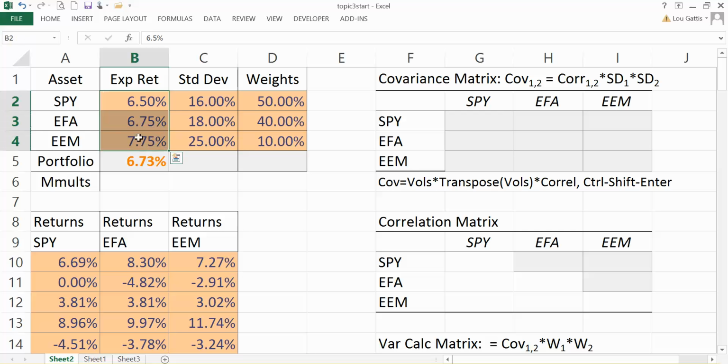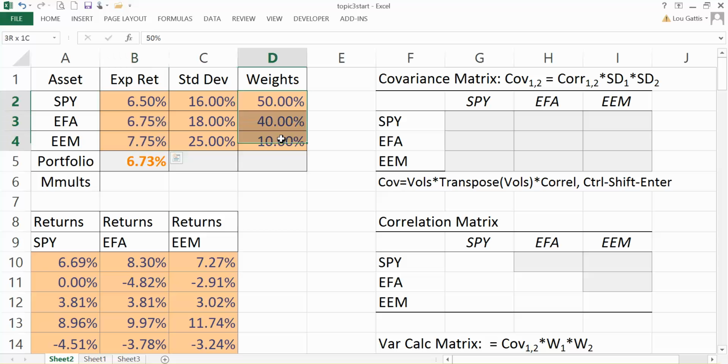Now I'd like to call this R, but I'm not allowed because R and C are not allowed to be named ranges, I guess because of row and column. So I'm going to call this RET for return. So now I have weights, W, and returns, RET. Instead of doing a sum product, I could multiply weights times expected returns, but using MMULT I can't do that because I can't multiply a 3 by 1, 3 rows, 1 column, times another 3 by 1. The inner dimensions aren't the same.